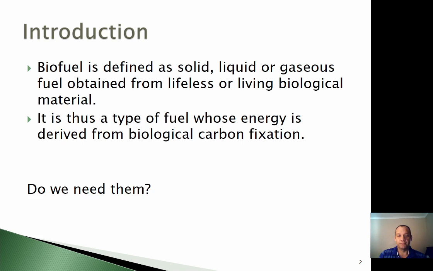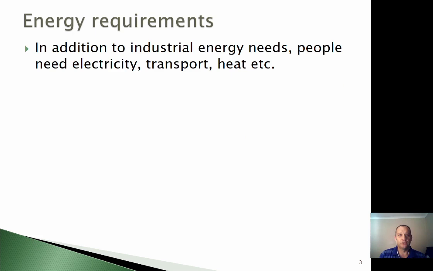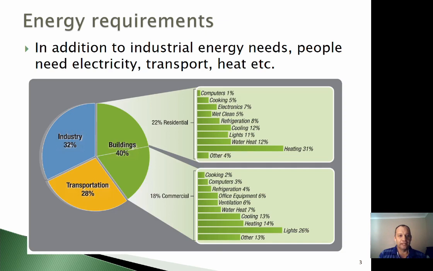And we might ask, why do we need them? So this all comes back basically to the fact that we require energy for everything that we do. In addition to industrial energy needs, people need electricity, they need transport. This little pie chart is taken from data that was produced in the USA. And we basically see that through all of these things that we need in our daily lives, we use quite a lot of energy. So this energy obviously comes from different sources, and maybe we don't use quite as much for heating our buildings in South Africa.